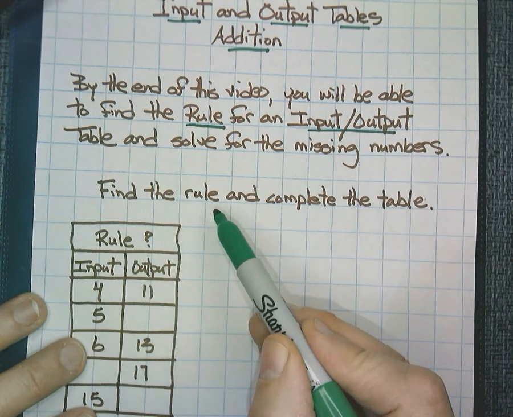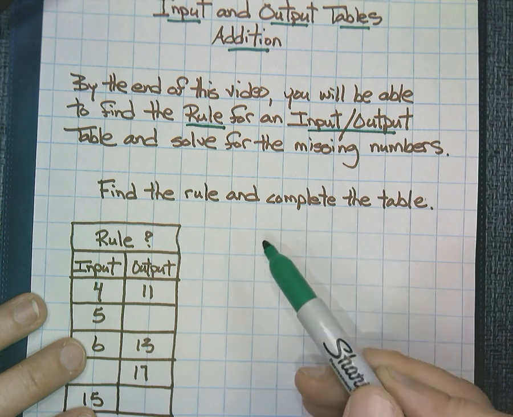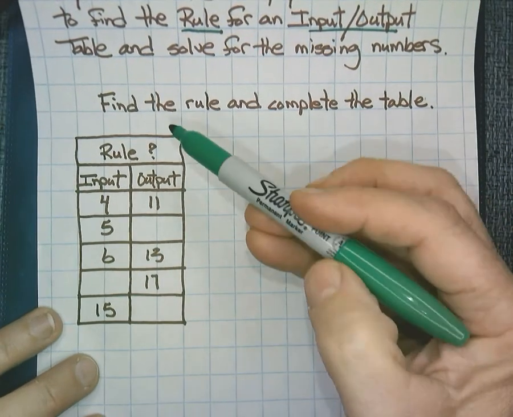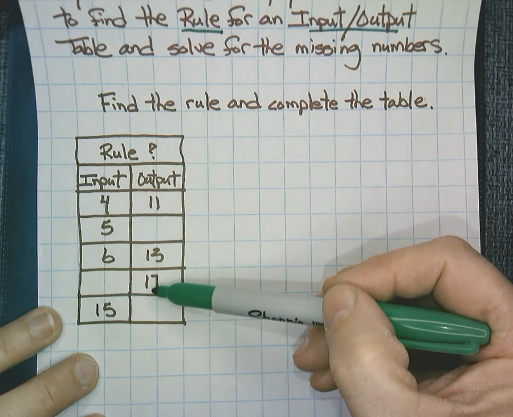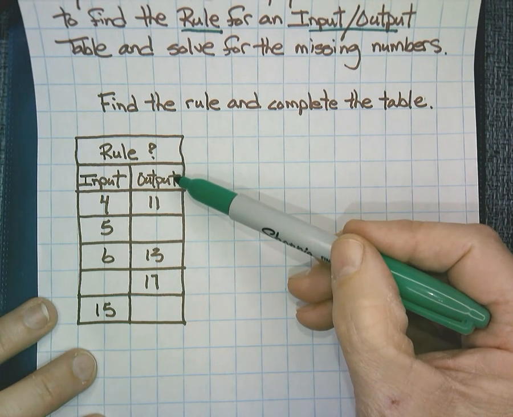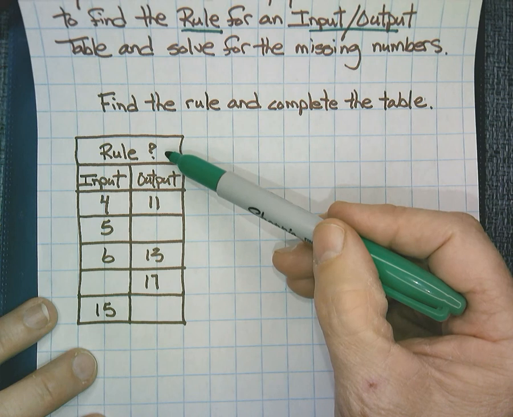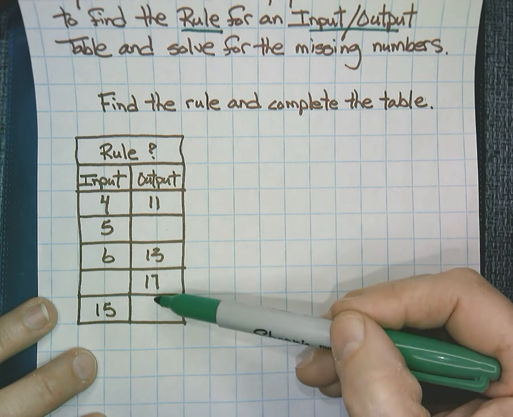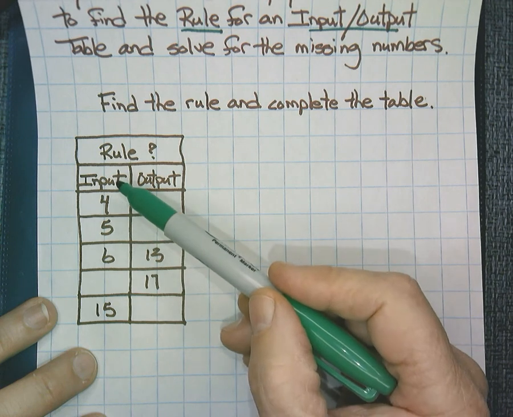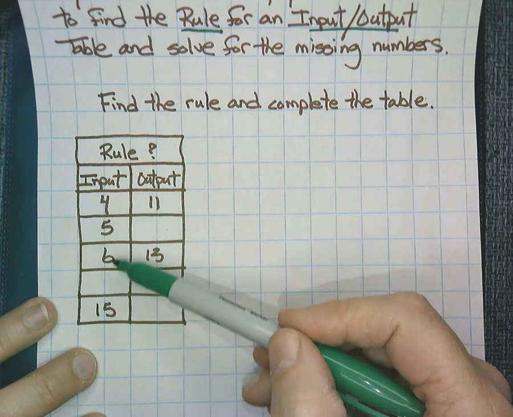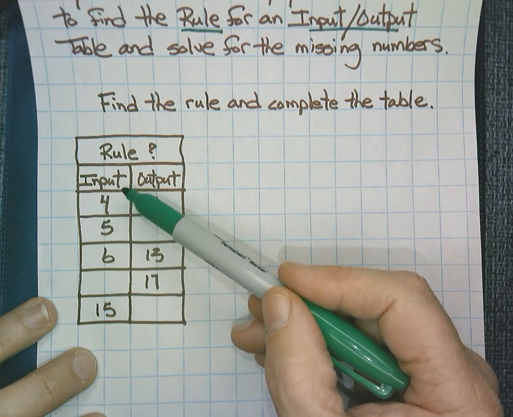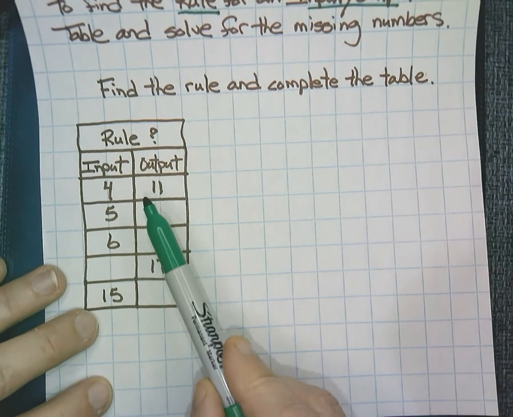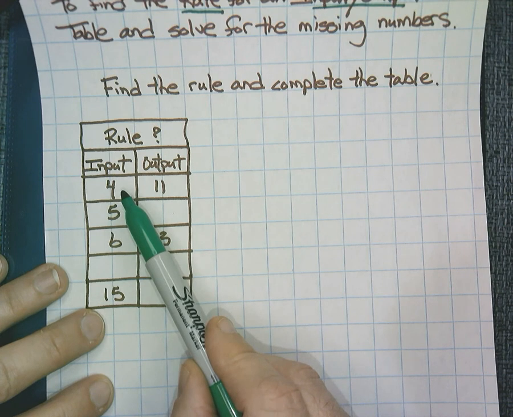Find the rule and complete the table. So this is an input output table, and you can see our job is to find the rule and then to fill in the information for these blanks here. And I see here on the left is our input. That's what we begin with. And here it's output.